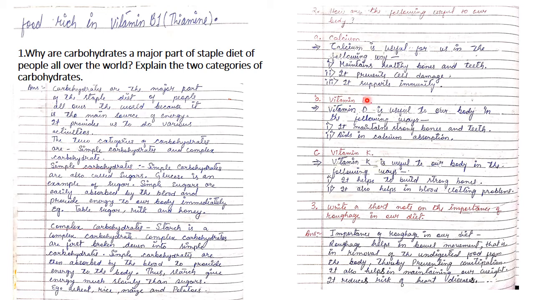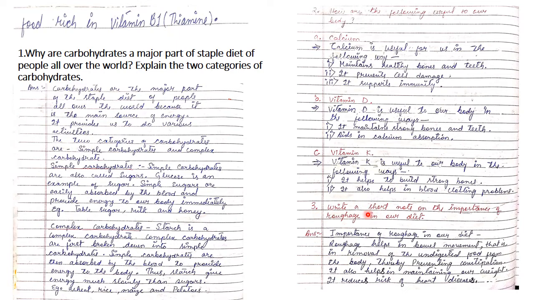B, that is vitamin D. Vitamin D is useful to our body in the following ways. It maintains strong bones and teeth, and aids in calcium absorption. C, vitamin K is useful to our body in the following ways. It helps to build strong bones. It also helps in blood clotting problems.